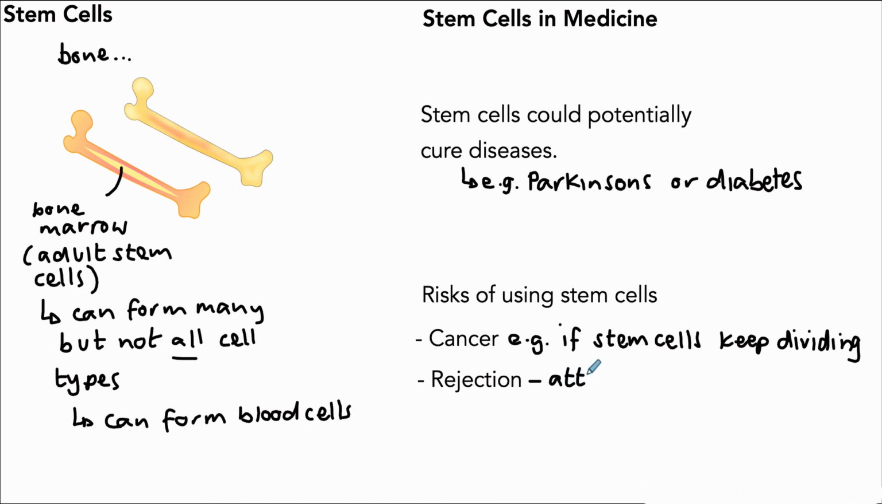And by rejection, we mean that the cells are attacked by the patient's immune system. And this potentially is obviously a problem in terms of getting the new tissue into the patient. Okay, so those are the key ideas about stem cells, embryonic stem cells and adult stem cells, and possible uses in medicine and the possible risks.